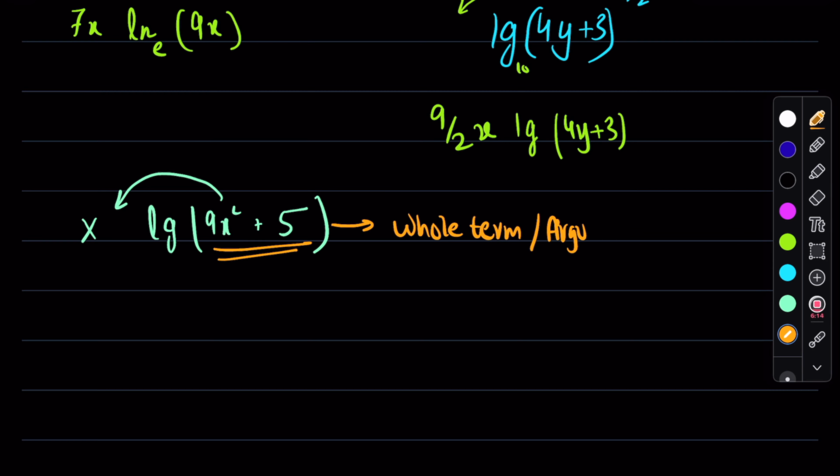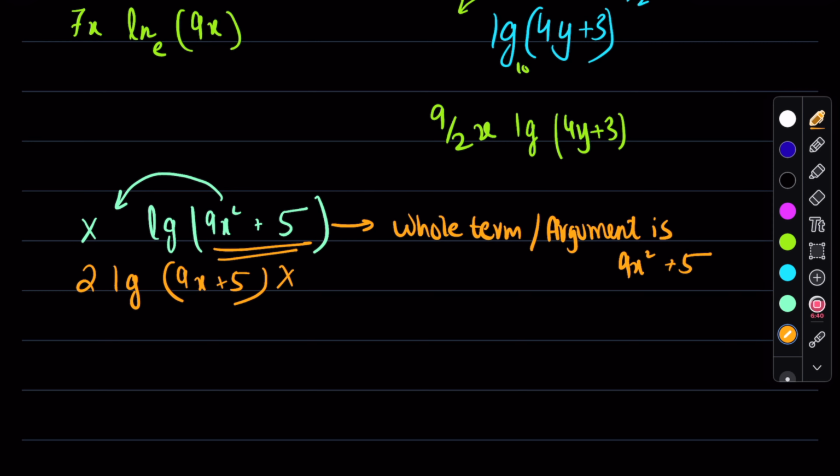The whole term, or argument, is 9x squared plus 5, right? So our power 2 is restricted to x. It's the power of x, right? It's not the power of 9x squared plus 5. So if you write it as 2lg 9x plus 5, you will only cause harm to yourself. You will not score a point, sadly. Okay?